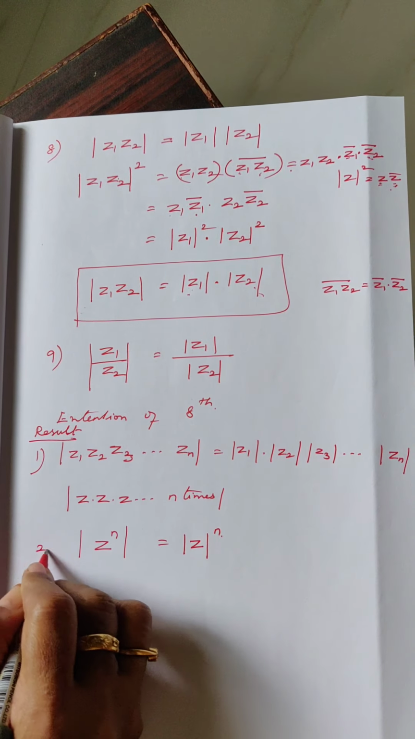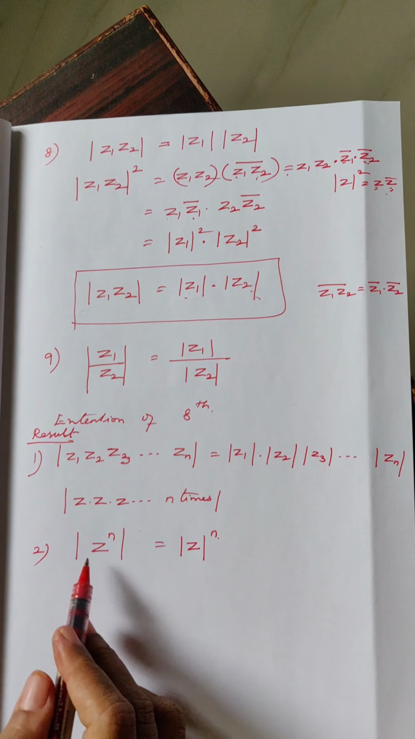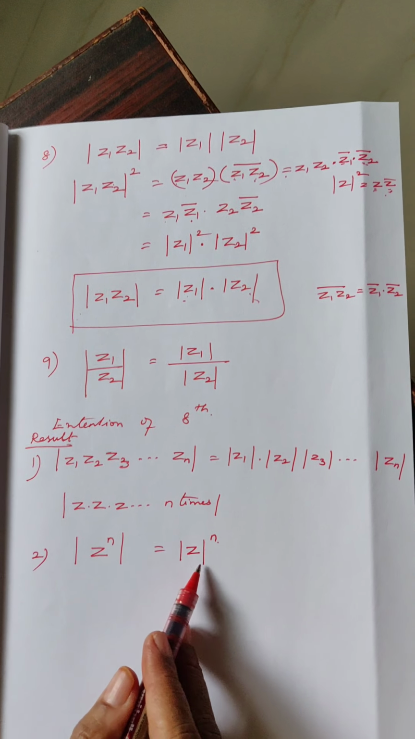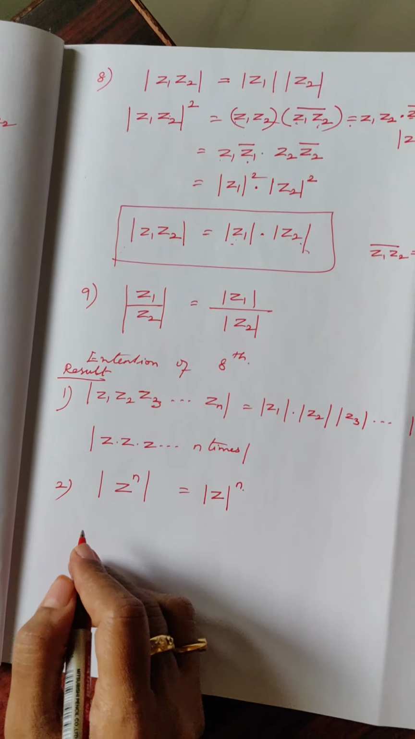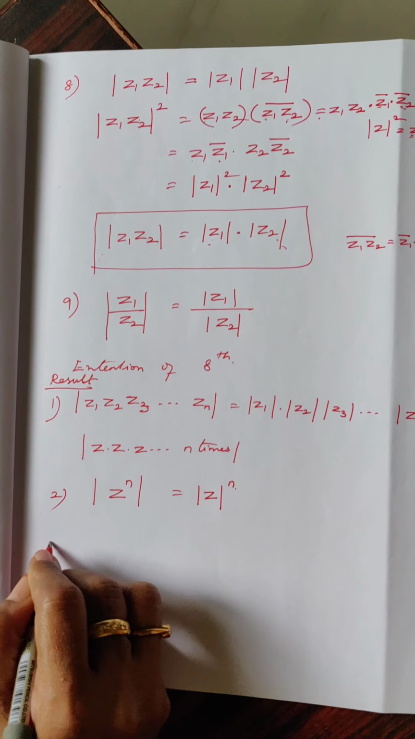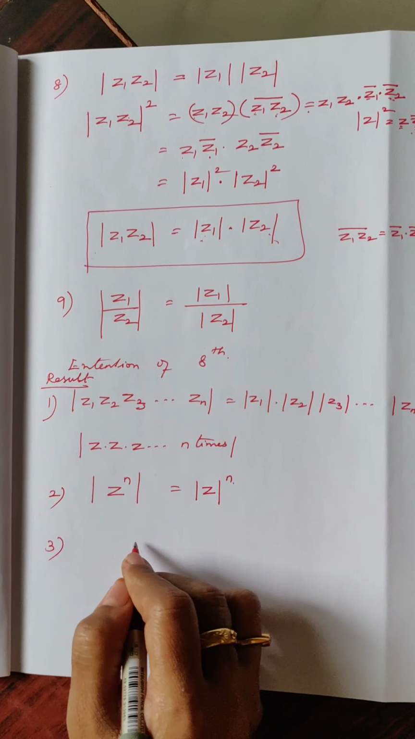This is our second result. Is it clear to all of you? So modulus of Z power n is equal to modulus of Z the whole power n. Okay, now coming to result 3, using the above properties.